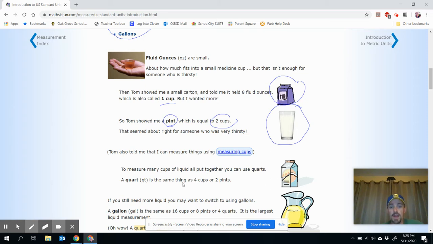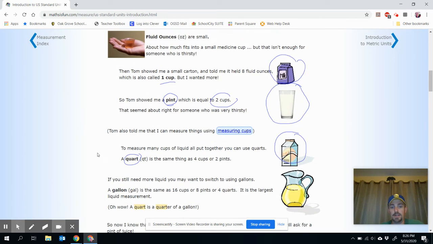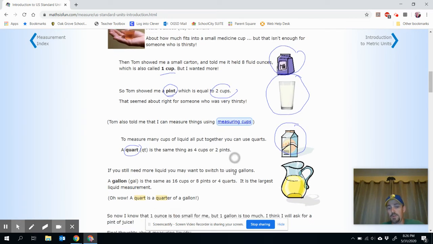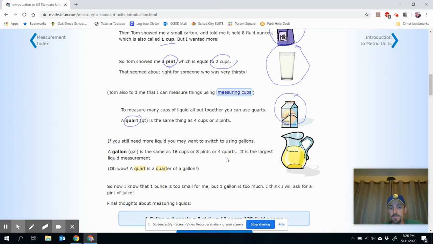After that, you have 4 cups or 2 pints, which is a quart, right? And that's like the tall, skinny container of milk, right? And finally, you have the gallon. Now, the gallon's the biggest measurement in the customary system. Okay, equal to 16 cups, 8 pints, or you more commonly hear it as 4 quarts. The gallon is often like the big handle of milk, right? So that's what the gallon is.